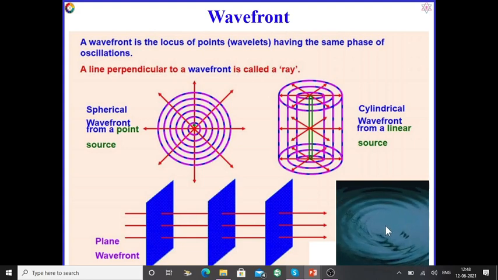Here, one animation I represented: from the center, suppose a stone is dropped into the pond and some disturbance has been propagated from that center towards the sides of the pond, in all directions. So this is nothing but the so-called wave motion.